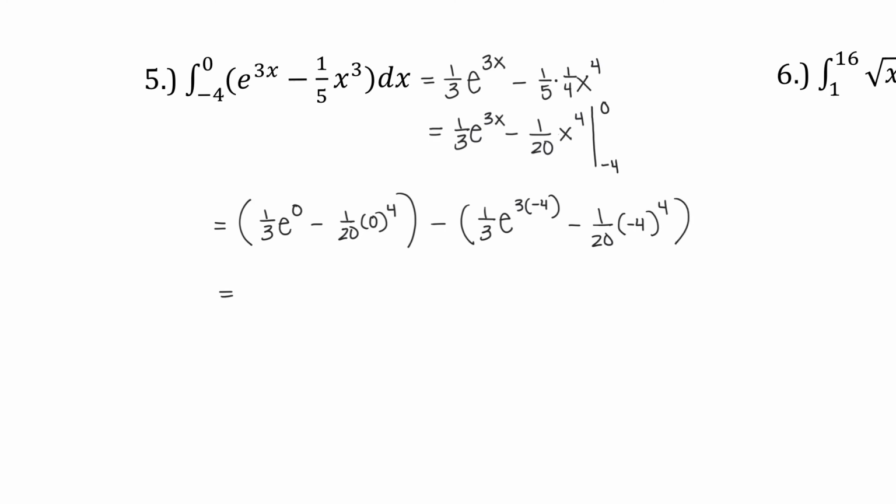So here I have this term just going to 0 altogether. And then e to the 0 is a 1. So 1/3 times 1 is just 1/3. So then I have minus 1/3 e to the -12, and then minus 1/20th, and then -4 to the 4th, 256.